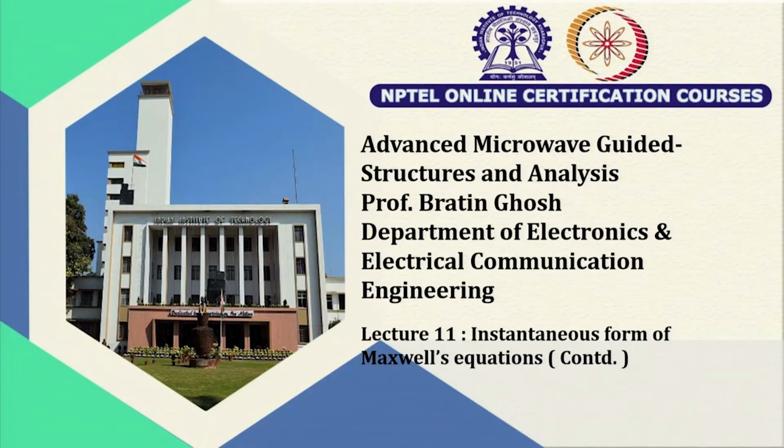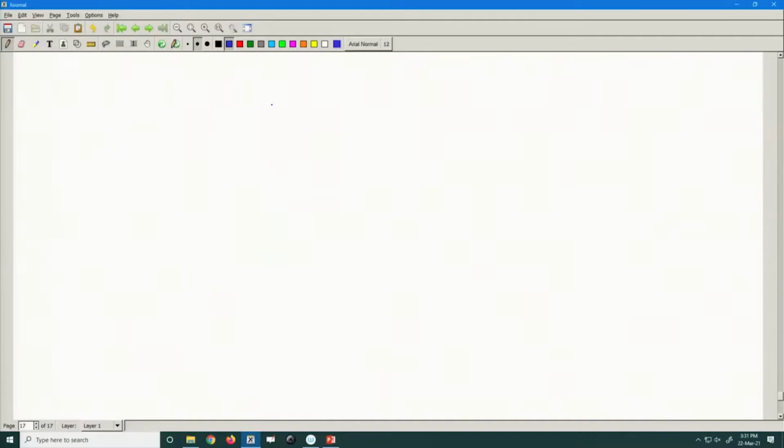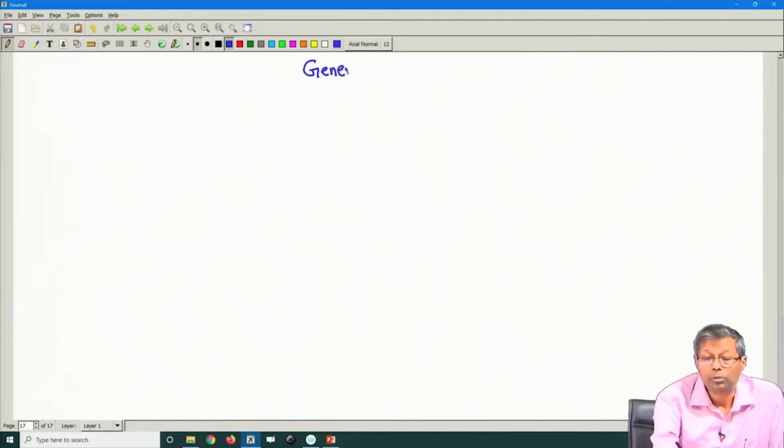Welcome to the next session on instantaneous form of Maxwell's equations. We next focus our attention on what we call the generalized current concept.